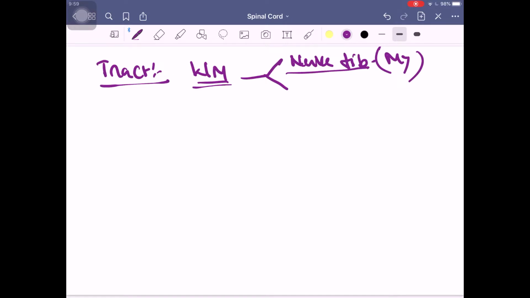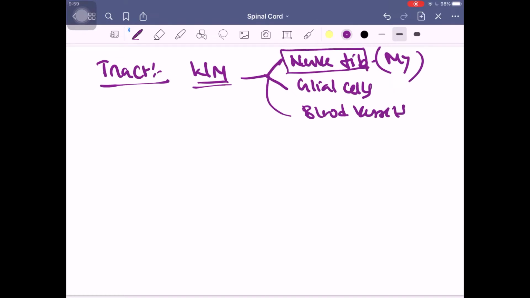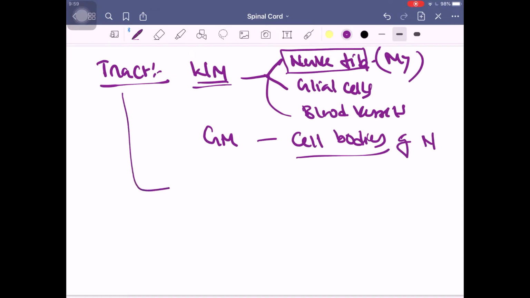In addition to that, of course, you have glial cells and blood vessels also. But mostly white matter means nerve fibers should come to your mind, and whenever we say gray matter, the cell bodies of neurons should come to your mind. That should be a working knowledge of gray matter and white matter. What exactly does a tract mean by definition? A tract is a collection of nerve fibers. What are nerve fibers? Nerve fibers are your axons. So it is a collection of your nerve fibers.